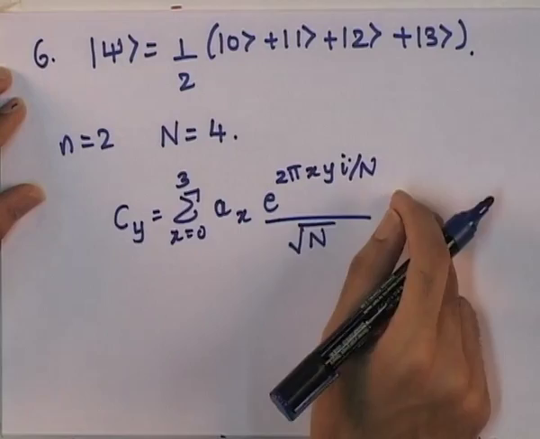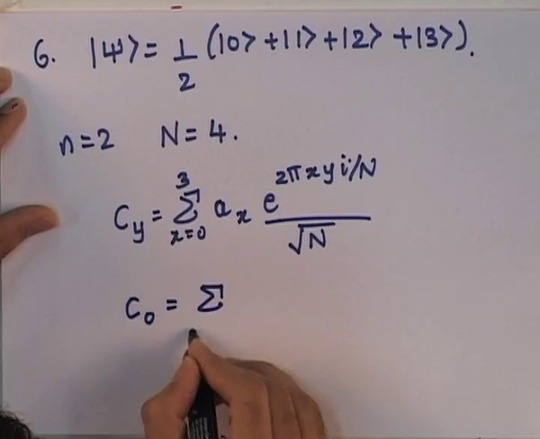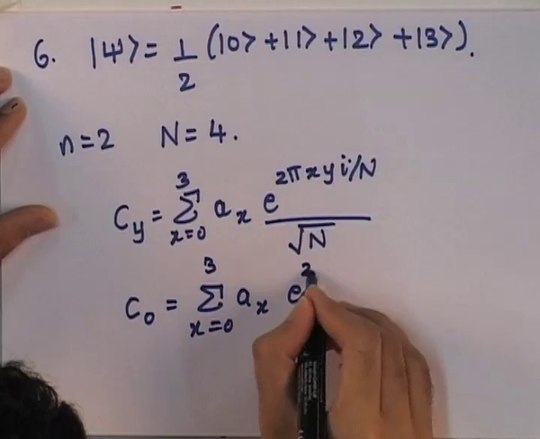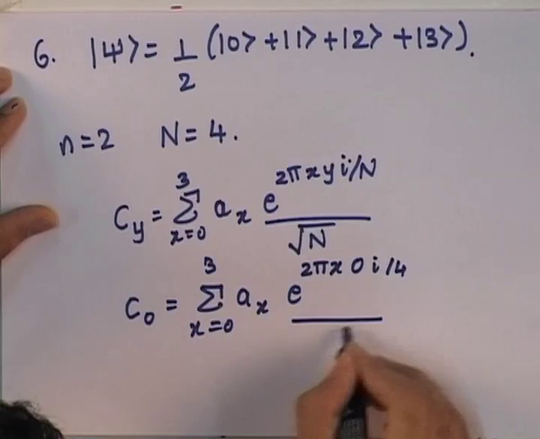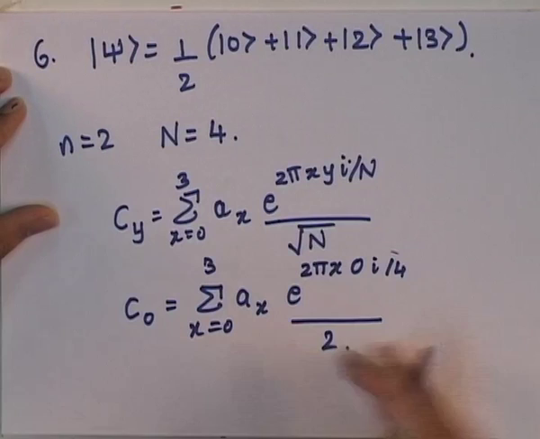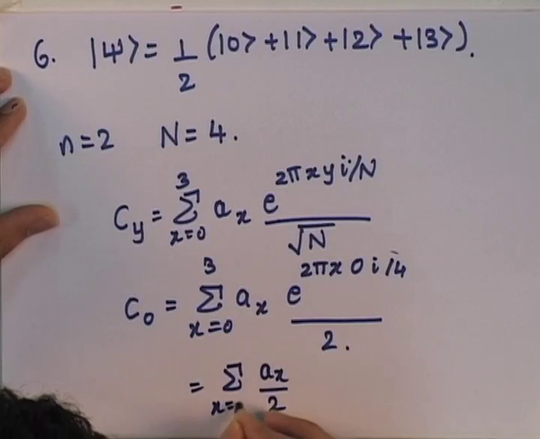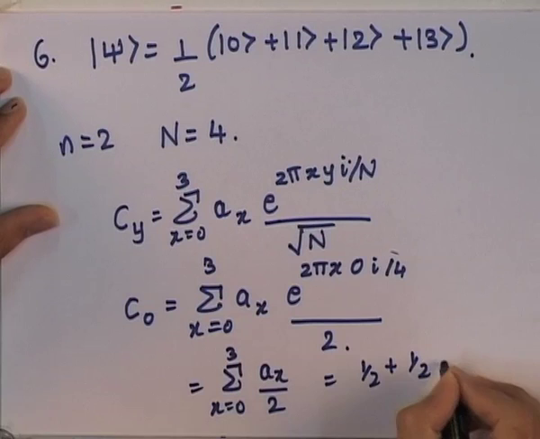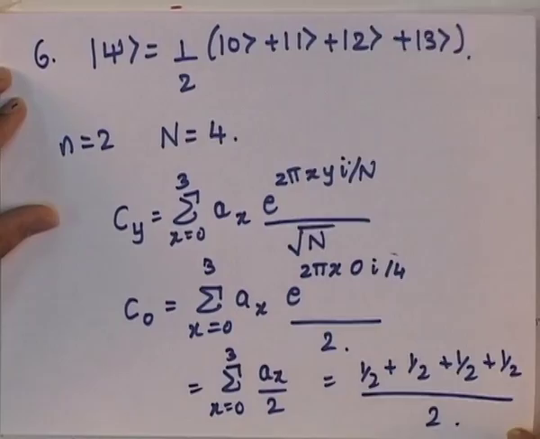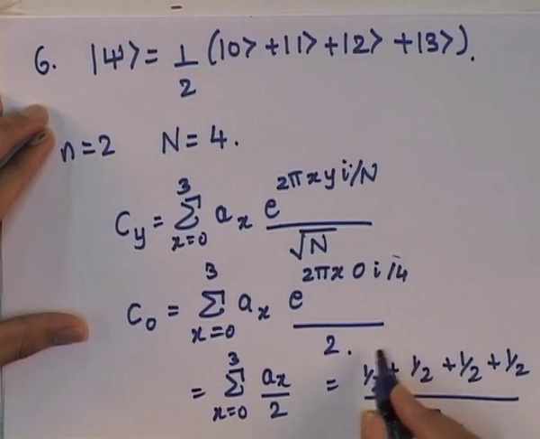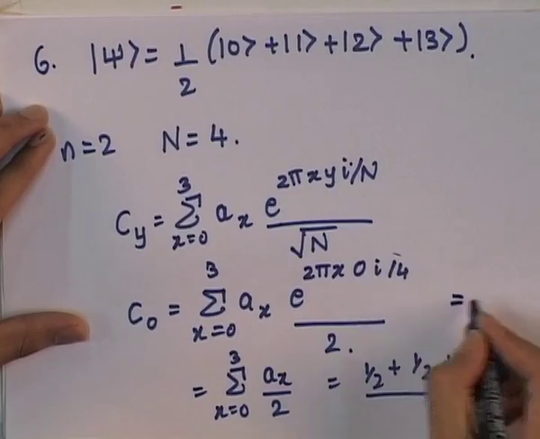So let us look at the coefficient of the state 0. So c0 is summation over x a x e raised to 2 pi x times 0 i upon 4 upon 2. Now the exponential is always 1, irrespective of what value x takes. So this is summation of a x upon 2, from 0 to 3. So this is just 1 upon 2 plus 1 upon 2 plus 1 upon 2 plus 1 upon 2 upon 2. So the numerator is 2 and the denominator is 2. So we get the coefficient of 0 to be 1.